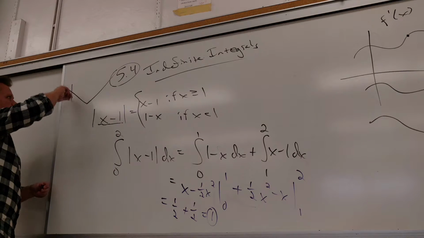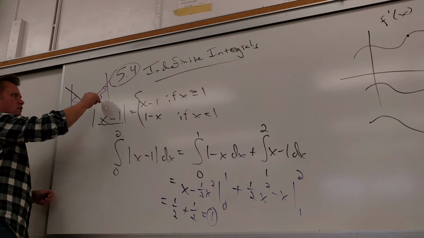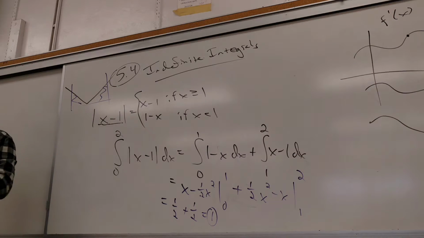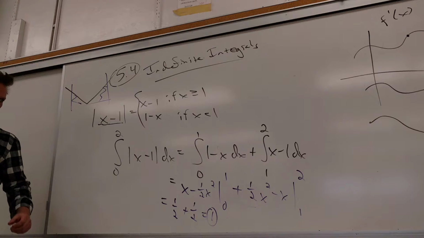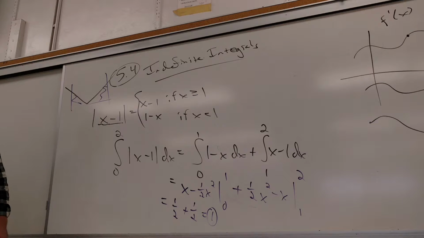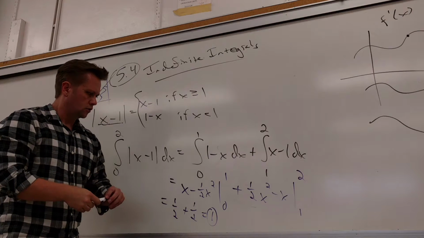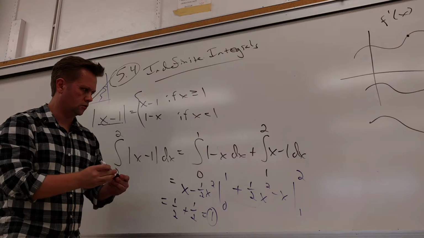See, it becomes 2 equally spaced triangles, doesn't it? So the area of that triangle is 1/2, the area of that triangle is 1/2. That's what it is geometrically. How do you get positive 1/2? Where are we at? Yeah, 1/2 minus 1 is positive 1/2.